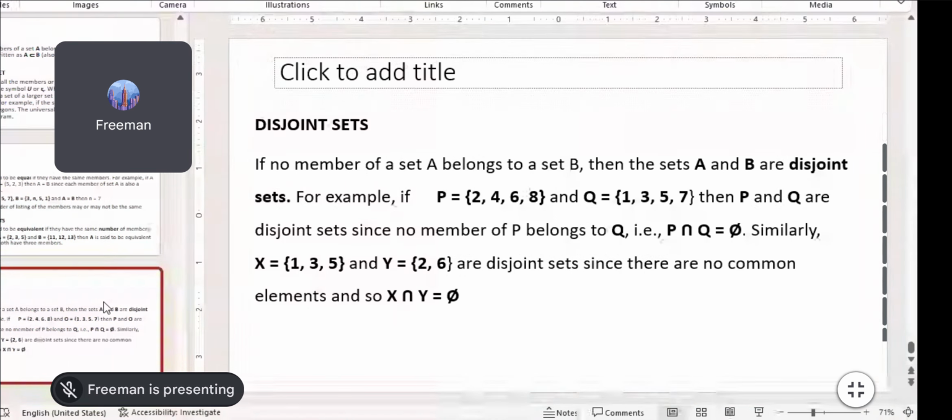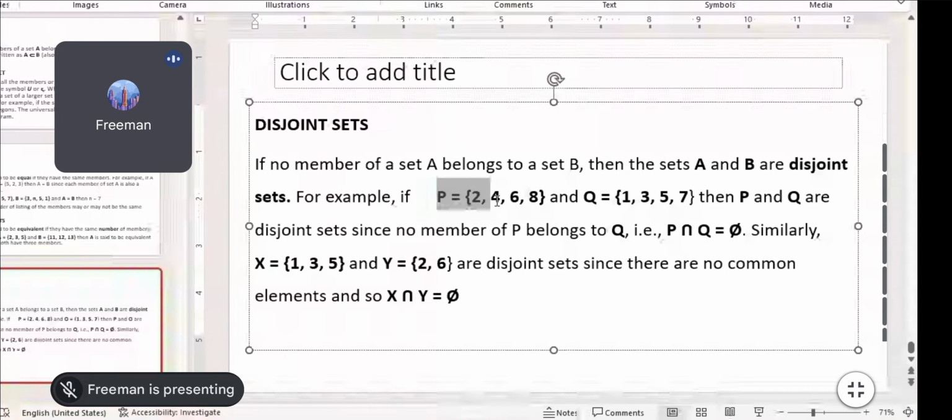Sir, if you can move over to disjoint set, that one. You want me to go over disjoint set? Okay, look at the set P. The set P has elements 2, 4, 6, and 8. The set Q has elements 1, 3, 5, and 7. Is there any element in P that can be found in Q? Or is there any element in Q that can be found in P? No, sir. Aha! They don't have anything in common. So they are disjoint.